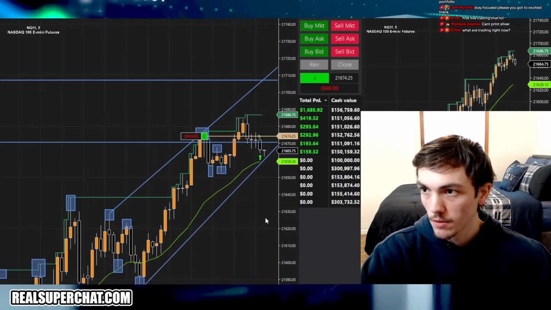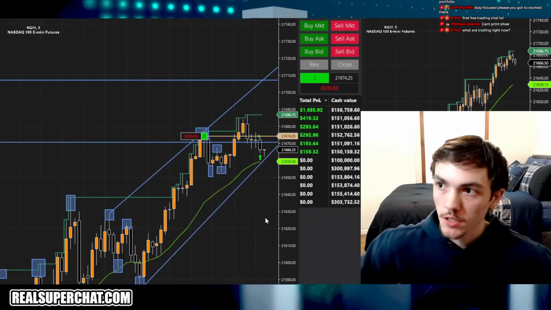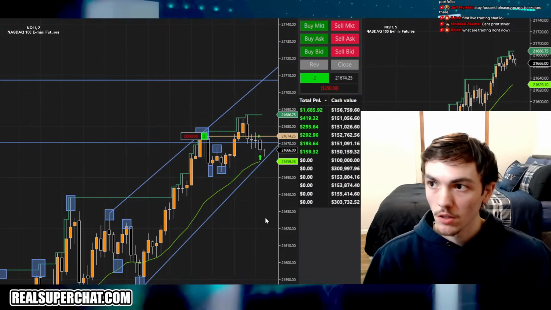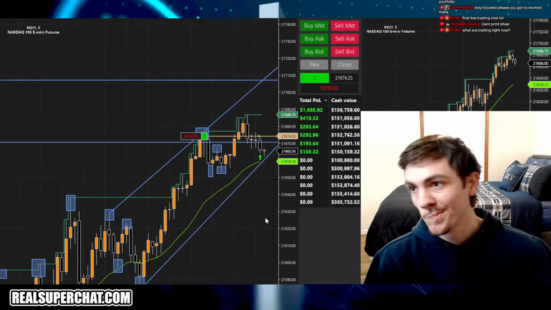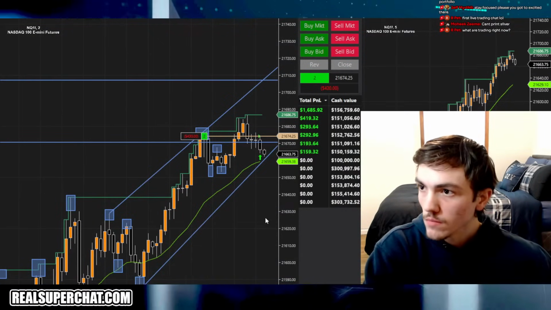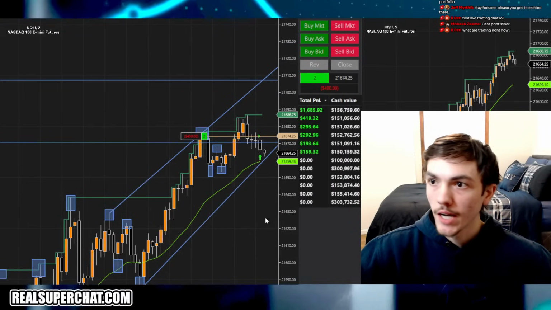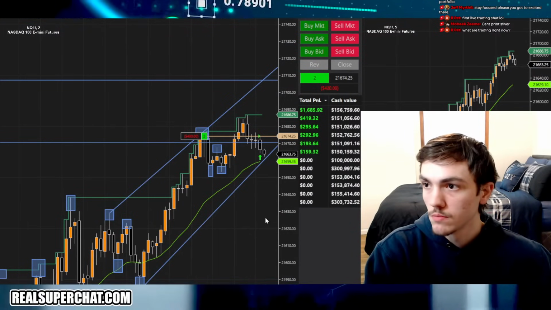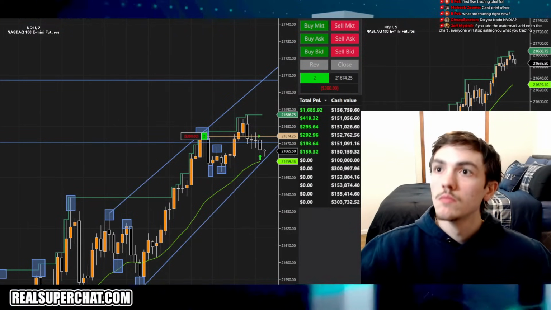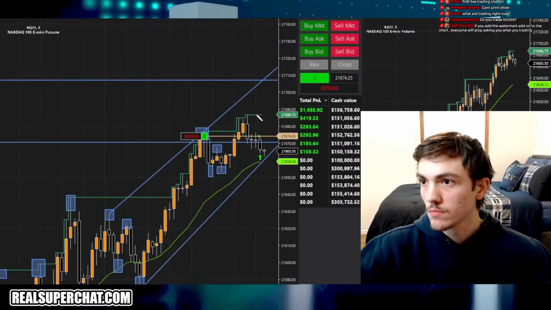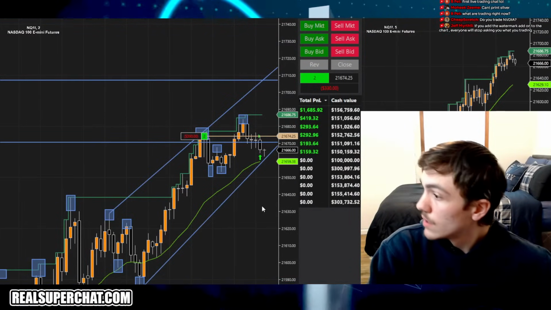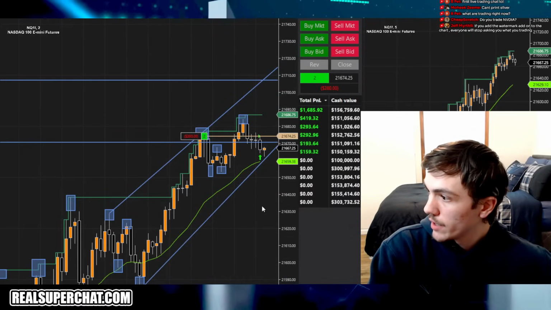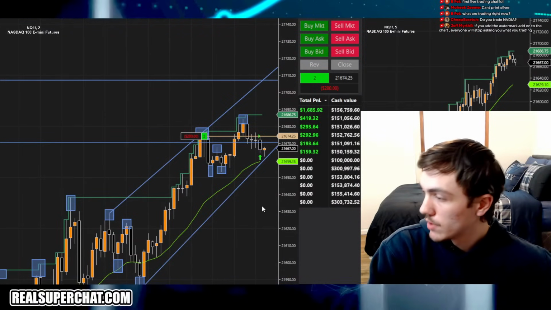Okay, about to add. Waiting for this to flush down more. Could have added there, been a little more aggressive, but just waiting for it to flush a little bit. Down 400, 2 contracts long. Do you trade Nvidia? No, but I keep an eye on it heavily.